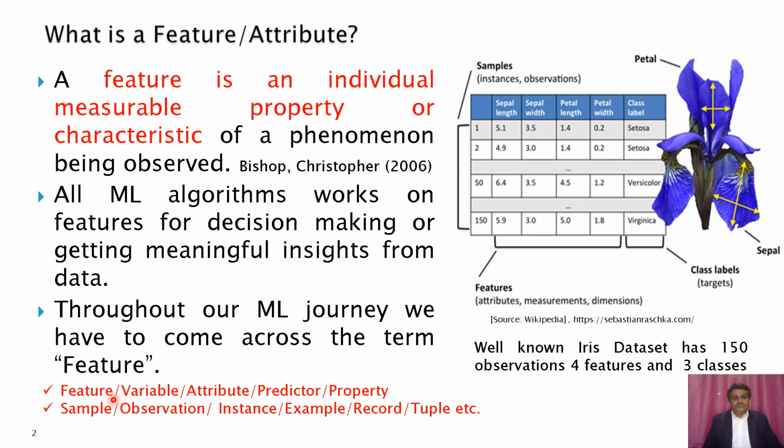In machine learning, we use the terms feature, variable, attribute, predictor, or property alternatively. Similarly, we can use the terms sample, observation, instance, example, record, or tuple, etc. The figure on the right side shows the well-known iris dataset. This iris dataset has 150 samples or examples, and it has four features. The names of the features are sepal length, sepal width, petal length, petal width, and the fifth one is the class label. There are three classes in the data.